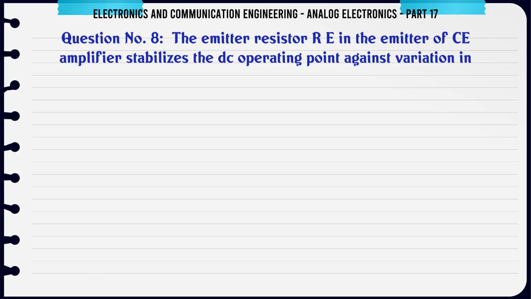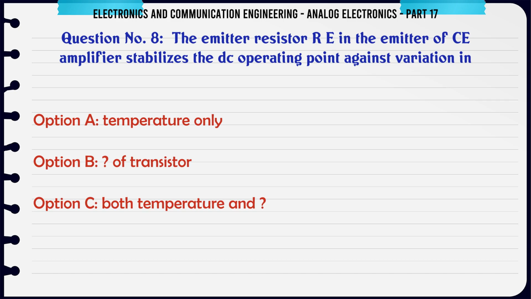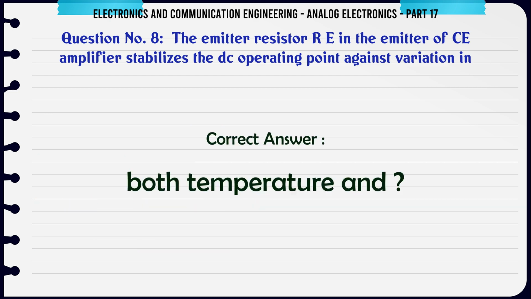The emitter resistor Re in the emitter of CE amplifier stabilizes the DC operating point against variation in A. Temperature only. B. Of transistor. C. Both temperature and transistor. D. None of the above. The correct answer is both temperature and transistor.